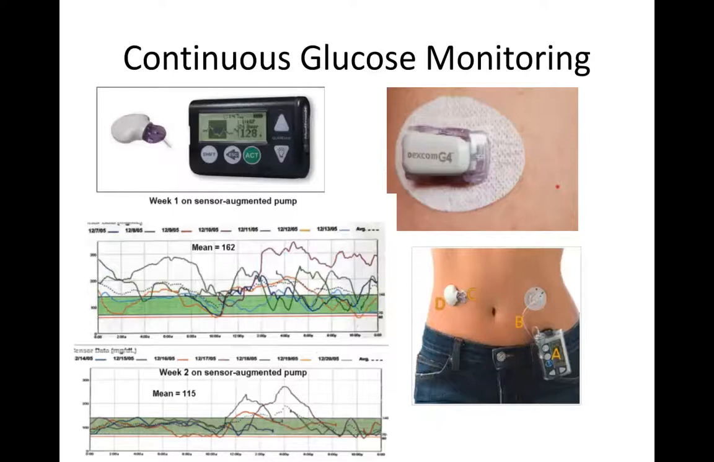We also have devices such as continuous glucose monitoring, which is a device you can wear on your skin to help you monitor your blood sugars. You can see that the blood sugars can be monitored minute to minute. You can really get an idea of what your blood sugars are doing.